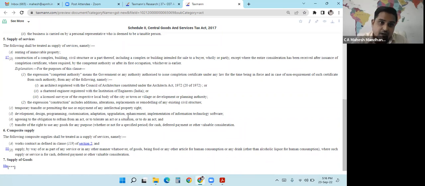But still there are doubts, there are gray areas even today, whether a particular transaction will be liable to tax as a supply of goods or as a supply of services. Because accordingly, the rate of tax will change and tax treatment will change. For example, if it is liable to tax as a supply of goods and it is exempted, then accordingly the ITC treatment will change.